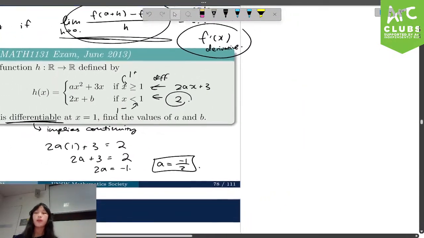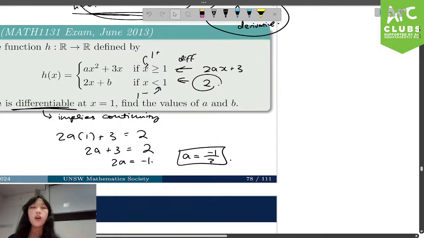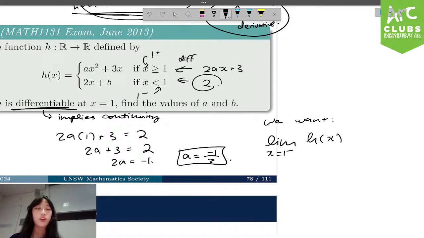So how do we find a value of b such that these two branches will match up and so that the function will be continuous? What we do is we essentially just equate the right-hand side limit and the left-hand side limit. So what we want is this. We want the limit as x approaches 1 minus of h of x to be equal to the limit as x approaches 1 plus of h of x. We want them to be equal.